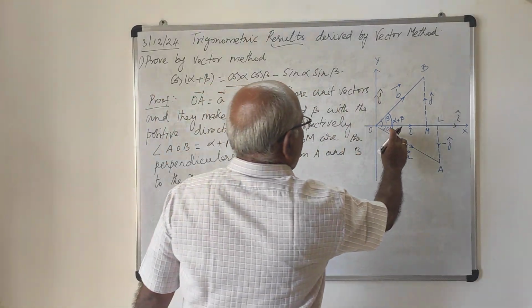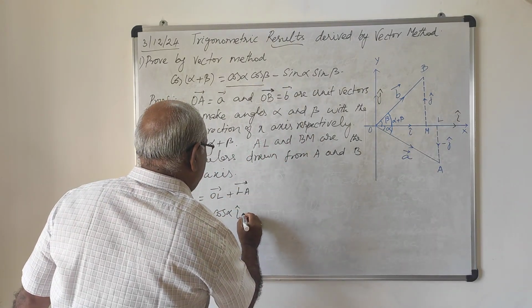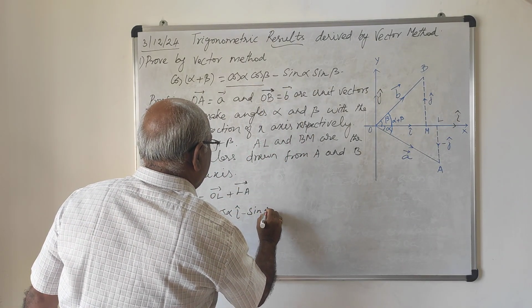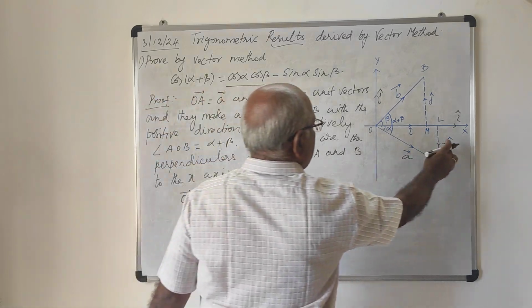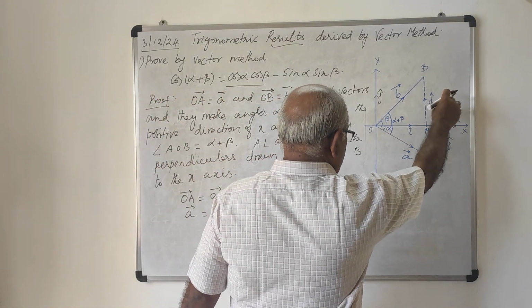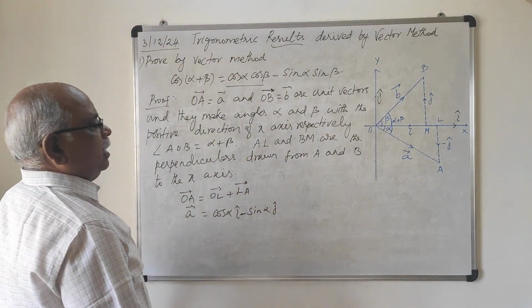Therefore, this is the opposite side of angle alpha, so LA is minus sin alpha into J. Why is it a minus sign? Because it is in the negative direction of J. So this is the A vector.